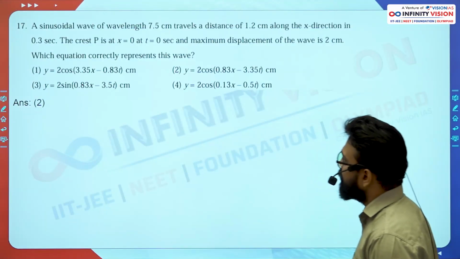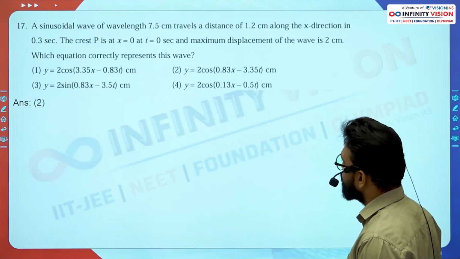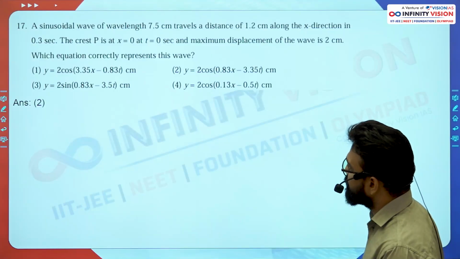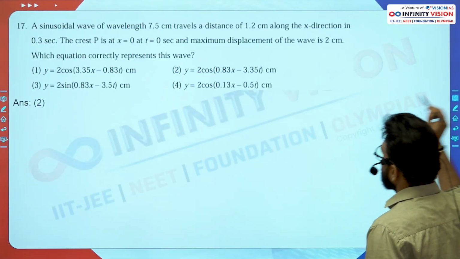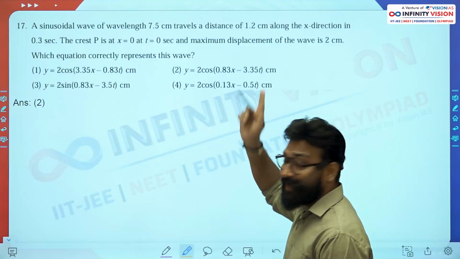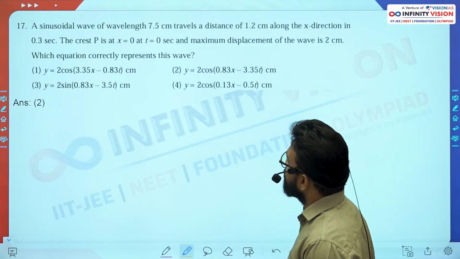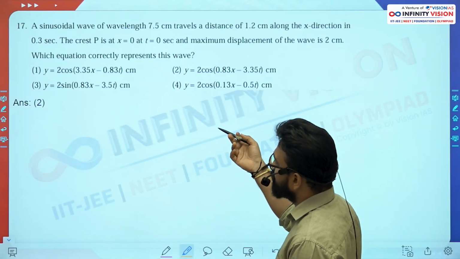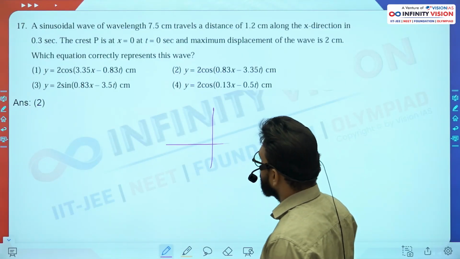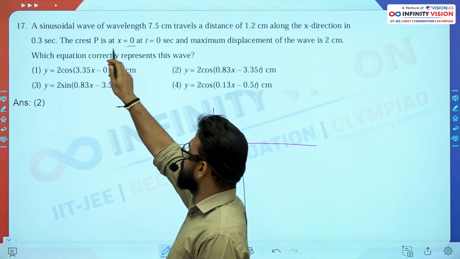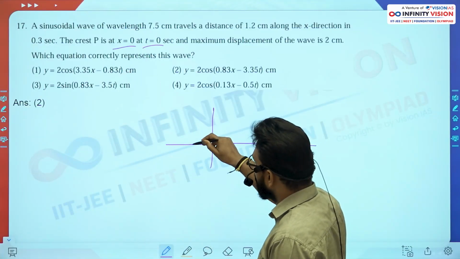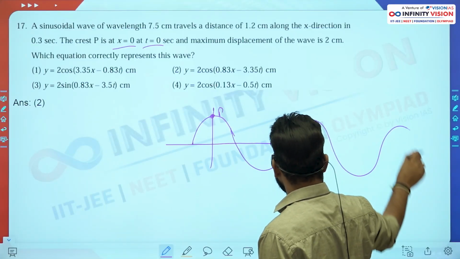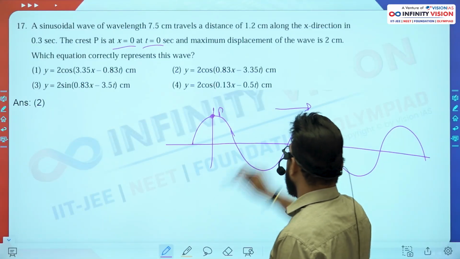Next, a sinusoidal wave of wavelength 7.5 centimeter travels a distance of 1.2 centimeter along the x-axis in 0.3 seconds. So that means the wave is traveling along the x-axis, and the crest P is at x equal to 0, at t equal to 0. So that means you have been given a sinusoidal wave at x equal to 0 and t equal to 0. It would have a crest P. So this is crest P, and this would be the wave then, and it is moving along the x-axis.